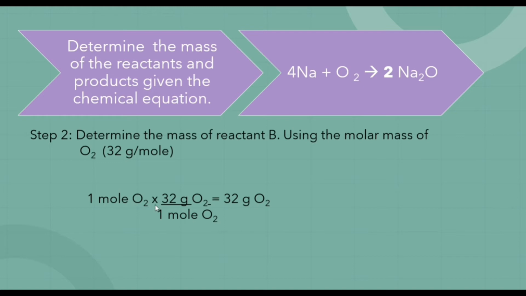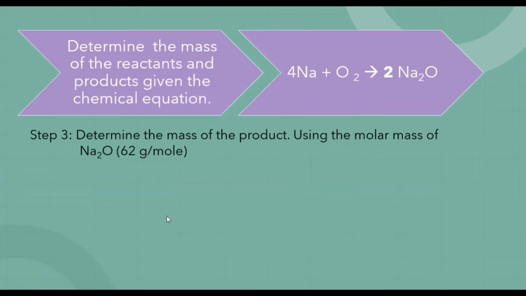So 1 mole of oxygen times 32 grams oxygen for every 1 mole. Again, this is the molar mass for oxygen molecule. Just cancel the same unit, which is mole. And then that is 1 times 32. So the mass of reactant B is 32 grams.